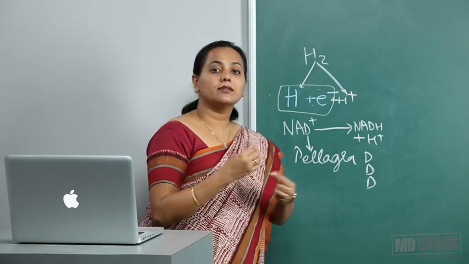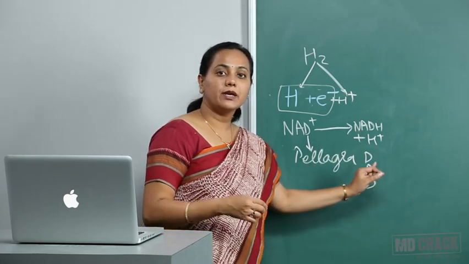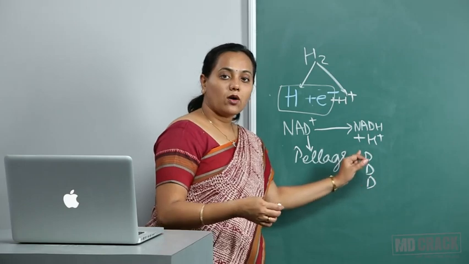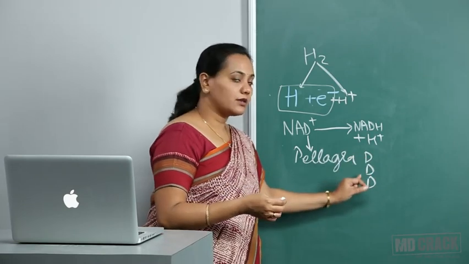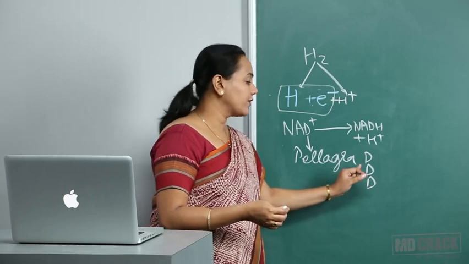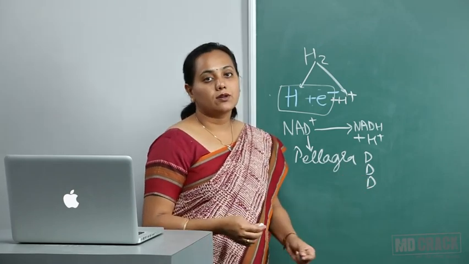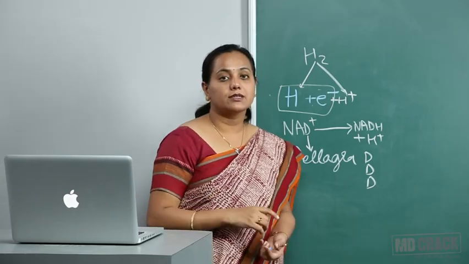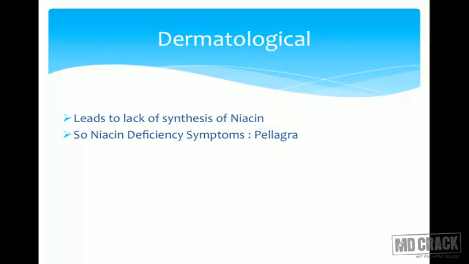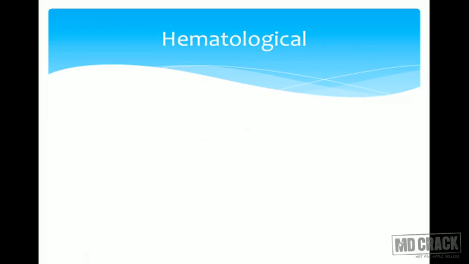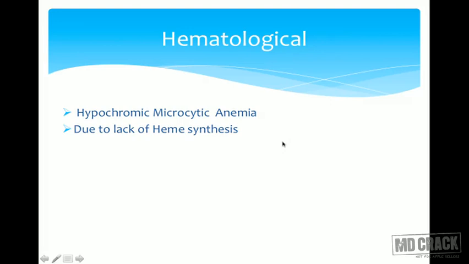All this is because of the energy content. It is not forming ATP, so dermatitis. Diarrhea occurs because the mucosal cells of the GI tract are affected, and dementia also because energy is required by the brain. Whereas vitamin B6 deficiency leads to hematological and dermatological effects. The dermatological effect is mainly because of pellagra in B6 deficiency. The hematological defect will be hypochromic microcytic anemia due to lack of heme synthesis.